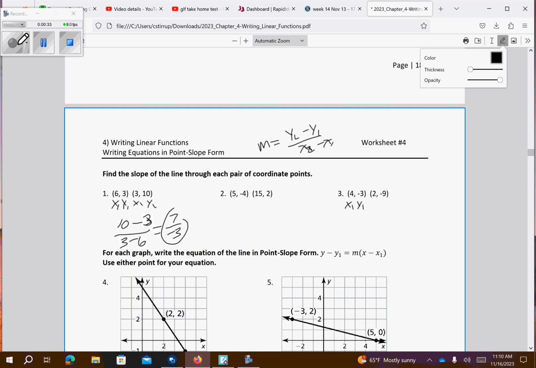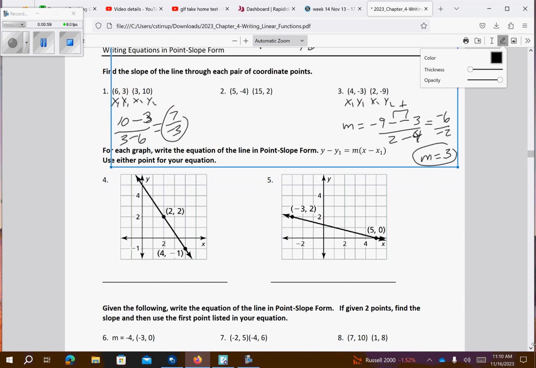x1, y1, x2, y2. So my slope is negative 9 minus negative 3 over 2 minus 4. Those mean that it's a plus, so negative 9 plus 3 is negative 6 over negative 2, because 2 minus 4 is negative 2. So that gives me a slope of positive 3.